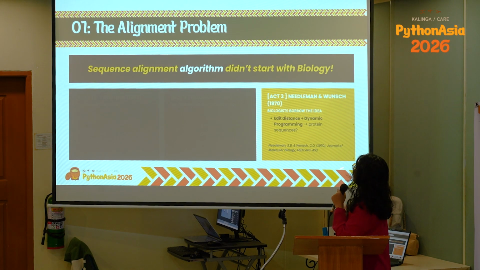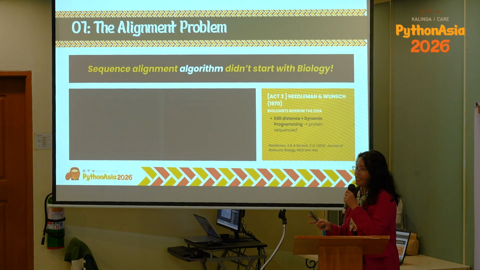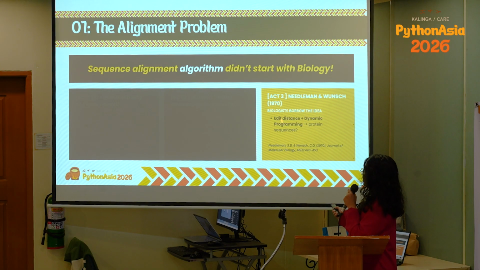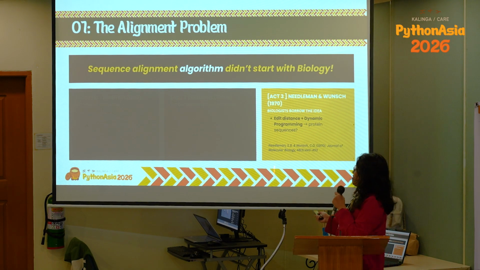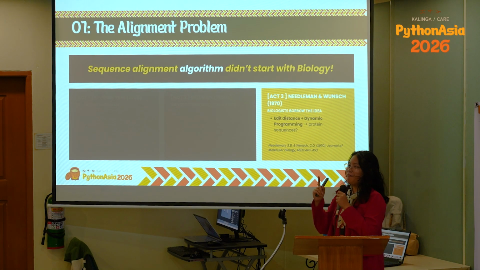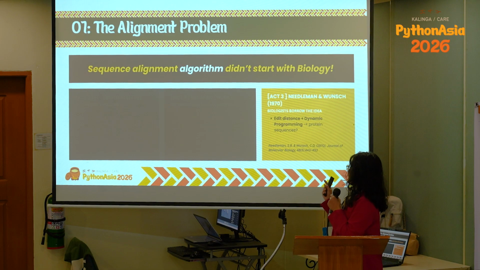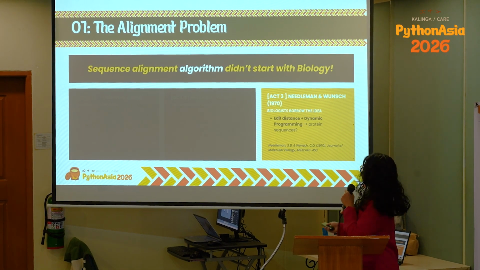And the third one, this is what we're going to be focusing on, the Needleman and Wunsch. Those two people are actually two scientists, biologists, and they borrowed the idea of the edit distance from Levenshtein, because their algorithm actually came from Levenshtein's edit distance. They're also applying dynamic programming, because later I will be showing you how we can use the algorithm of Needleman and Wunsch, or let's just call it the global alignment algorithm, in code.